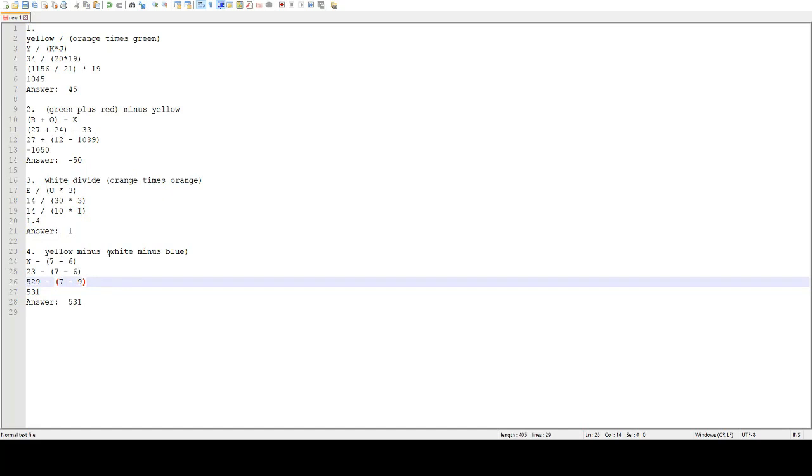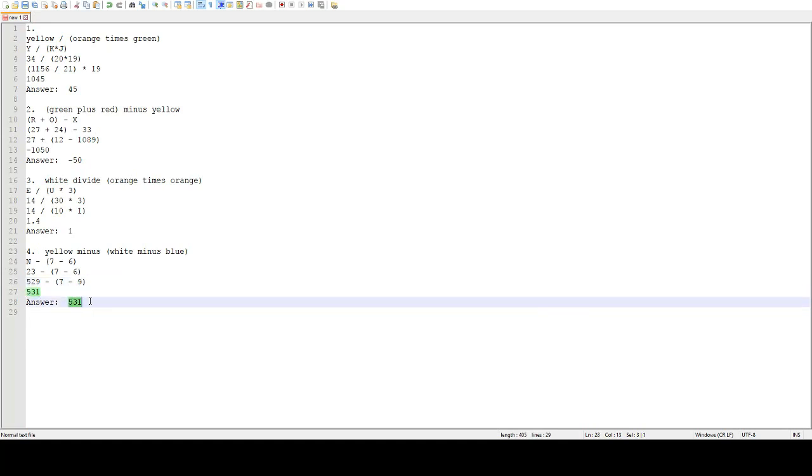And the last one, yellow minus parentheses white minus blue, N76. N is 23. Yellow, we square it to 529. White doesn't change, stays a 7. Blue, triple the digit, take digital root. 6 tripled is 18. 1 plus 8 is 9, gives us the 9 here. So we do this calculation, gives us 531, which is just flat out our answer.